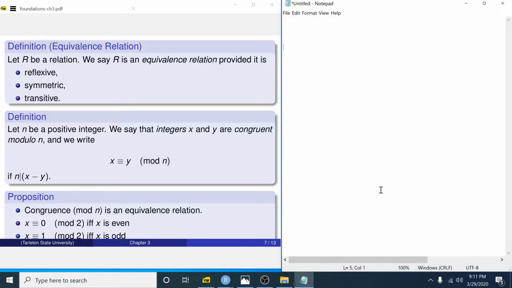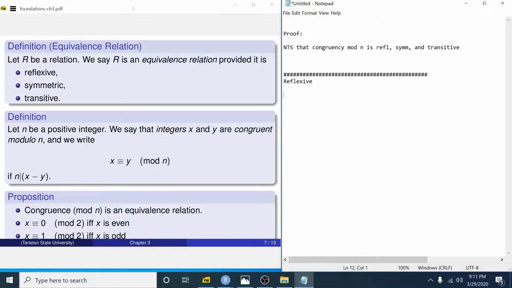Okay, let's go ahead and write that out. Okay, proof. So we want to show that congruency mod n is an equivalence relation. And the important thing to realize is there's 3 things we need to check. We need to show that congruency mod n is reflexive, symmetric, and transitive. We need to show these 3 properties. So let's just do each one of these one at a time. Okay, so first we'll look at reflexive.